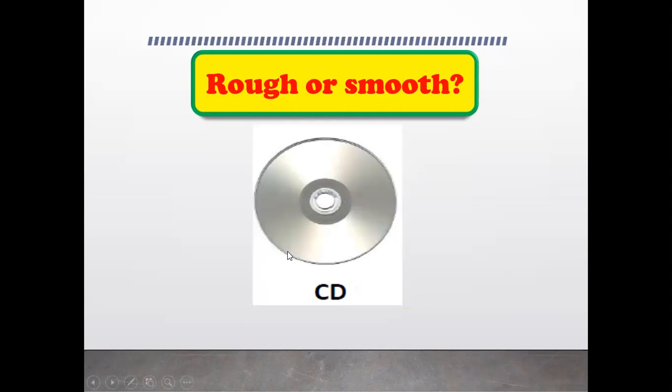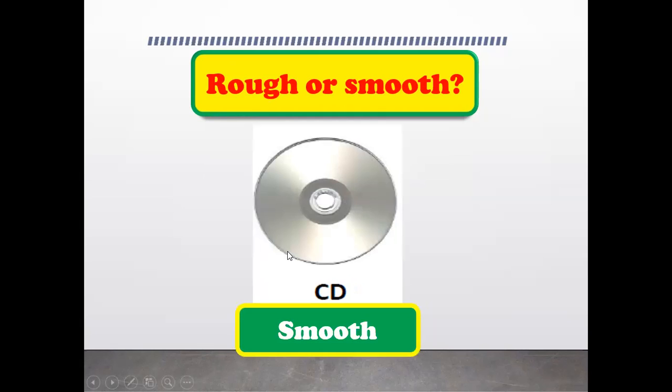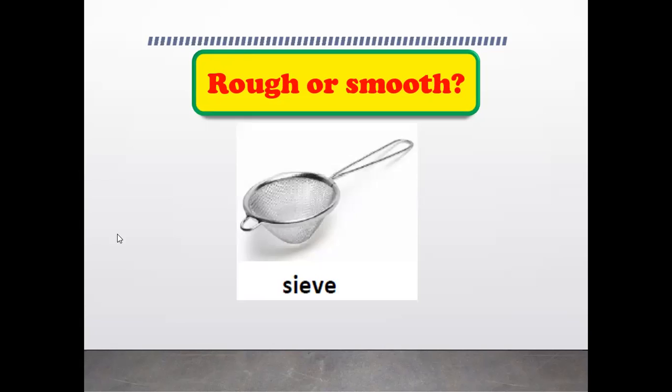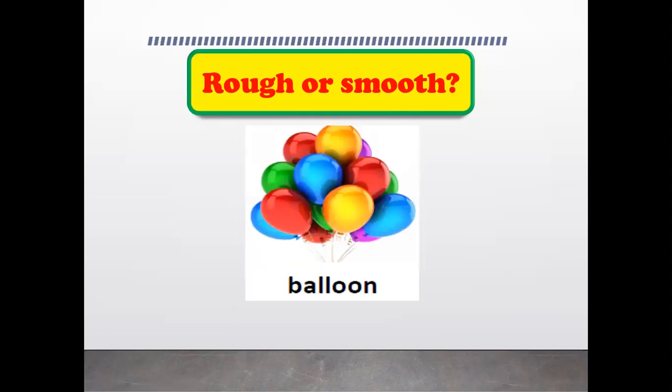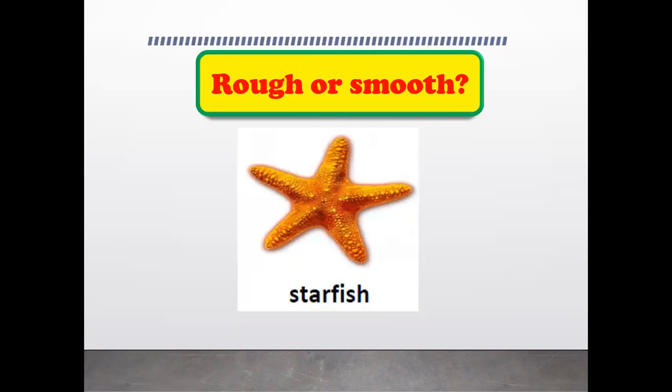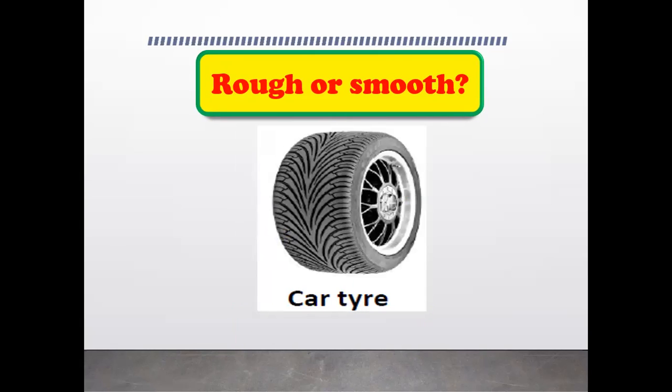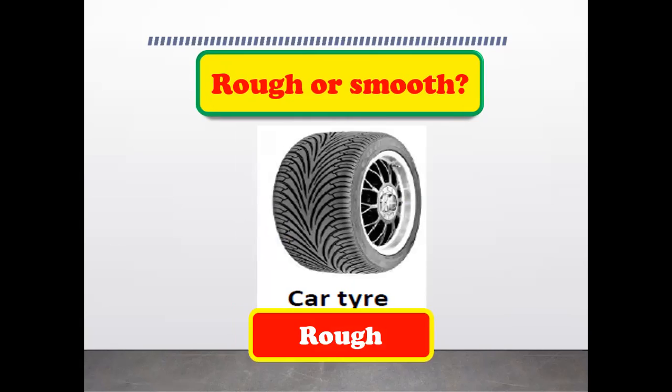What about the CD? Slipping, of course, so it will be smooth. It has an even surface. Sieve, if you put your hands on this part of the sieve, it will be rough, of course. Your hands will not be slipping, it has an uneven surface, so it will be rough. What about the balloon? Smooth, of course, it has an even surface. Starfish, it's clear from the picture. Rough, of course. What about the car tire? Rough, yes. If it was smooth, the car would be sliding on the street, right?